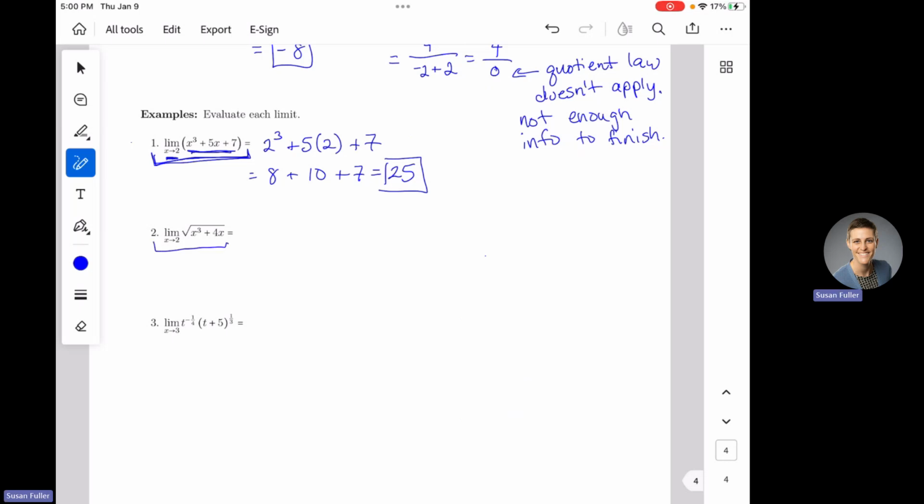Now let's try this one. All right, we're going to plug it in because that's what we do with limits. We're going to take x equals 2 and plug it into that function. And we get the square root of 2 to the third power plus 4 times 2.